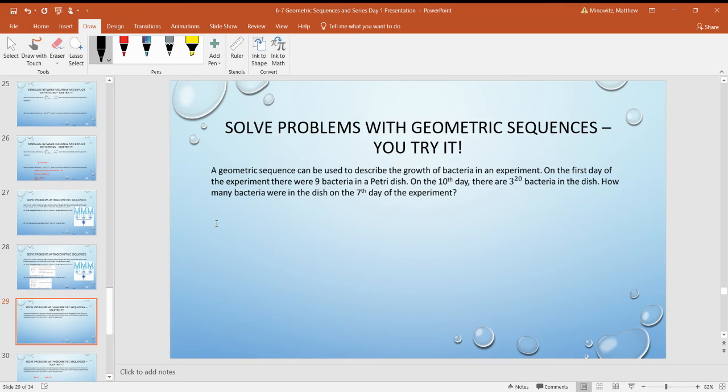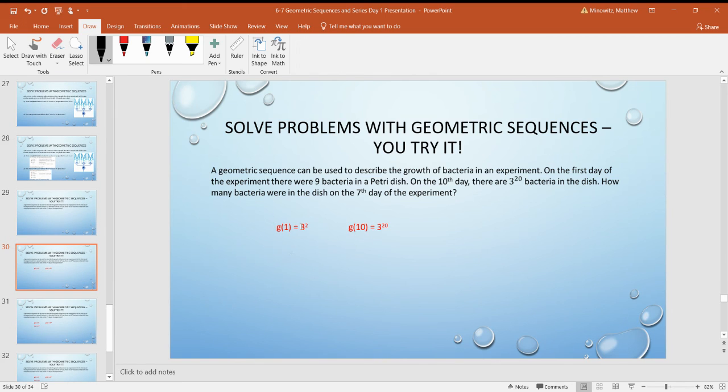So now I want you to try it. This one is a nice challenge for us because you have to find the starting value and the multiplier, come up with a sequence, and figure out how many bacteria are in the dish on the 7th day. So pause the video, take your time, figure this out, and then we'll go through it step by step after you have your answer. Hopefully you took a lot of thinking and time to do it and got it right. If you didn't, we'll see where you made a mistake.